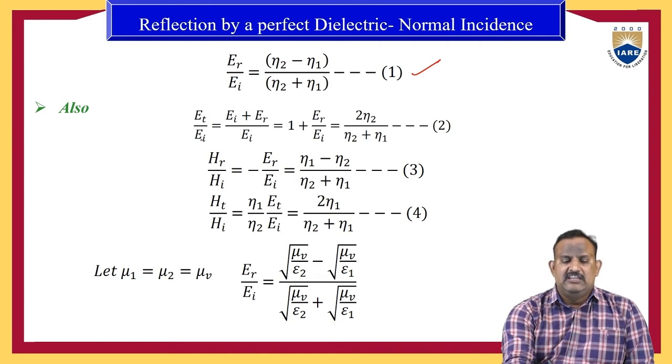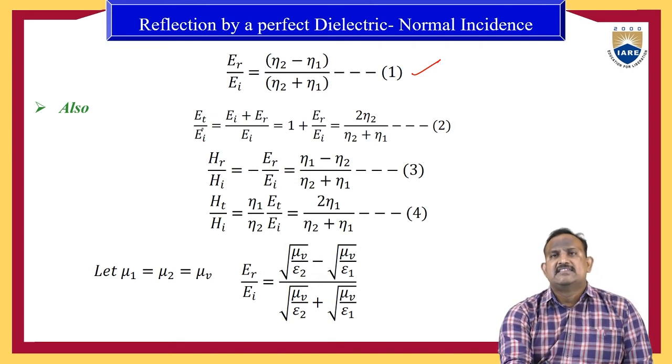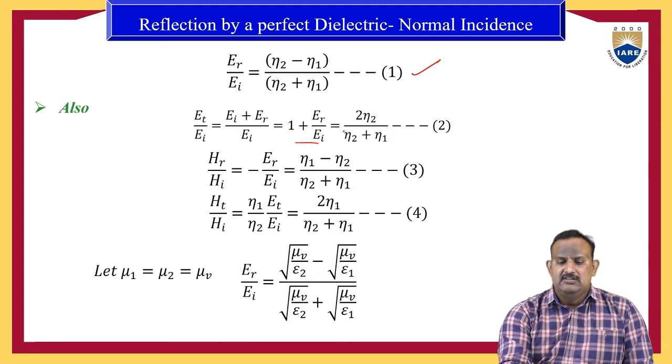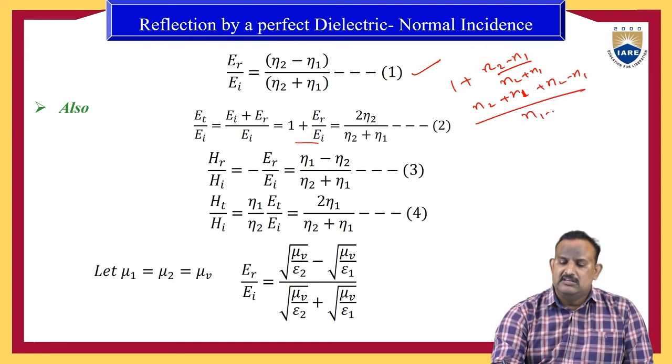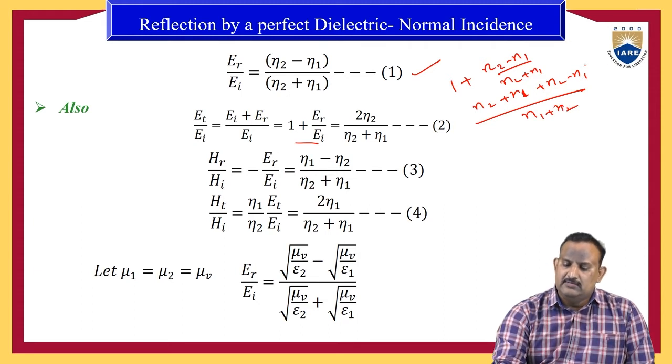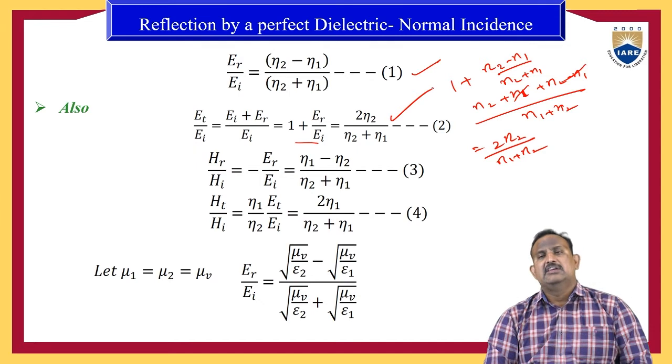Also, we know the ratio of transmitted to incident, ET by EI. Since ET is equal to EI plus ER, ET by EI is equal to 1 plus ER by EI, which is equal to 1 plus eta 2 minus eta 1 by eta 2 plus eta 1. Simplifying the equation, we get eta 2 plus eta 1 plus eta 2 minus eta 1 by eta 1 plus eta 2. The eta 1 terms cancel each other. Therefore, we have the equation: 2 eta 2 by eta 1 plus eta 2.